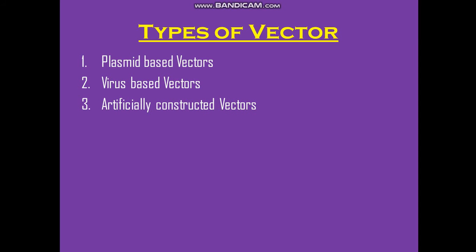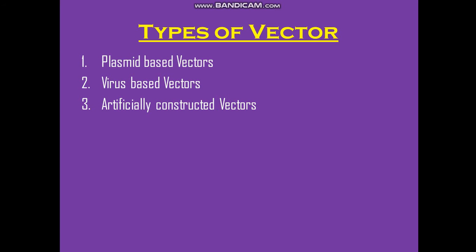Moving forward to the types of vector. The first type of vector is the plasmid based vectors. Plasmid based vectors I'll be discussing. Second is virus based vectors. They may be plant virus based, animal virus based, or maybe bacterial virus based. So all this will be coming under virus based vectors. And the third will be artificially constructed vectors. See, this type of classification is not given in your book, but I feel that this classification is better as compared to the others, because here it is more organized.